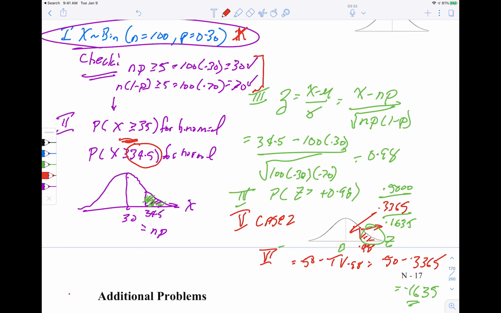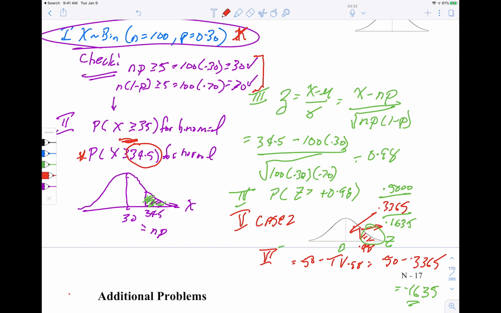So you always want to make sure that you've got the equality. If it said greater than 35, then we would actually be starting at 36. But this said at least 35, so it includes 35, so it's greater than or equal to 35. Then we do the correction for continuity. And if we're going from some point up, what we do is we drop down a half, 0.5. So if we're going from 35 up, then the equivalent in a normal distribution would be from 34.5 up. If it was 35 down, it would be 35.5 down.